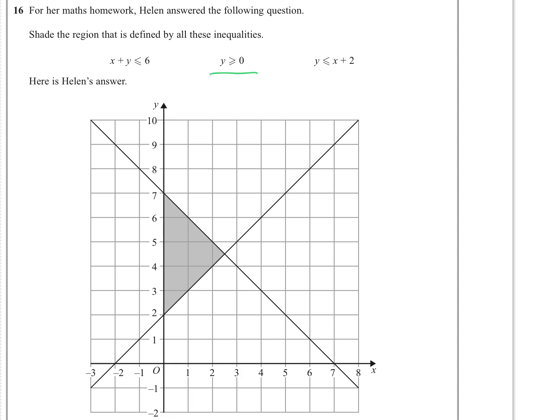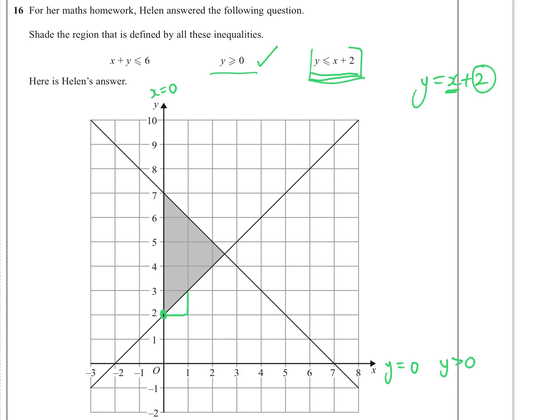y is greater than or equal to 0. Well, y equals 0 is the x-axis, and x equals 0 is the y-axis. So is that shaded region above the x-axis, i.e. y is greater than 0? Yes, it is. That's fine. Now let's have a look at the next easiest one to do, and that is the line y equals x plus 2. So its intercept should be at 2. It should have a positive gradient of 1 in 1. That looks okay.